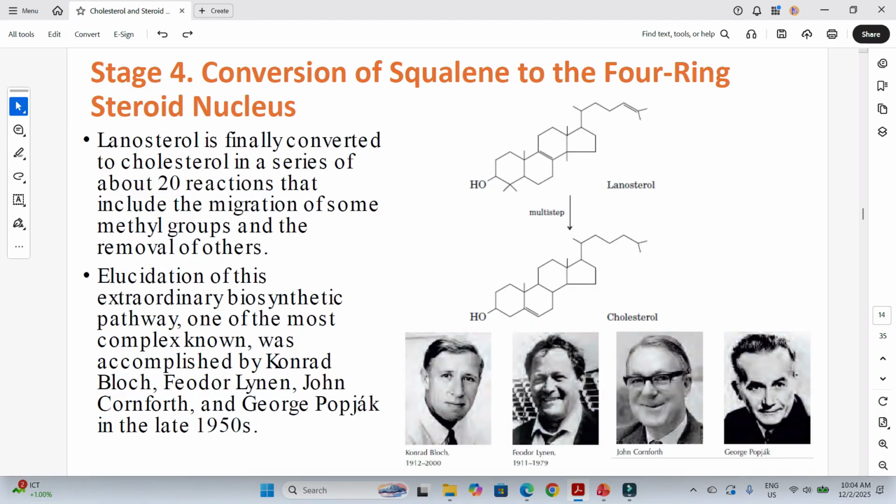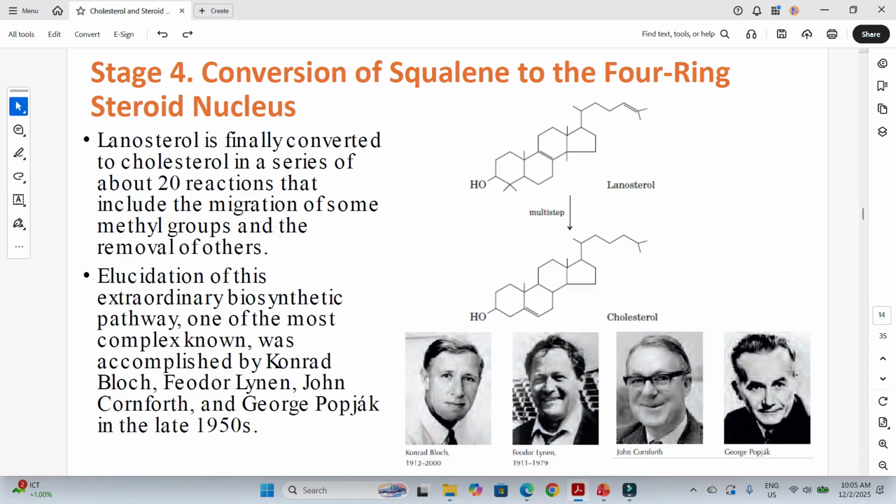Lanosterol in mammals, as I've mentioned, is finally converted to cholesterol in a series of about 20 more reactions. These 20 more reactions would include the migration of some methyl groups and the removal of others. So here, after multiple steps, 20 steps, lanosterol is converted into cholesterol.